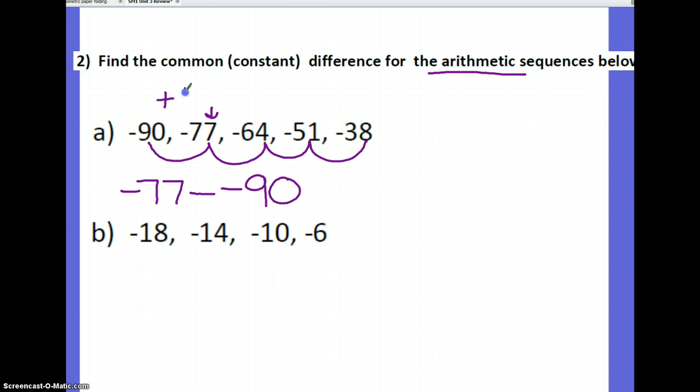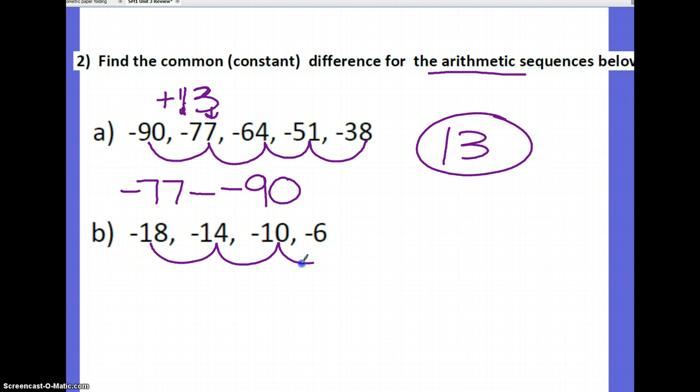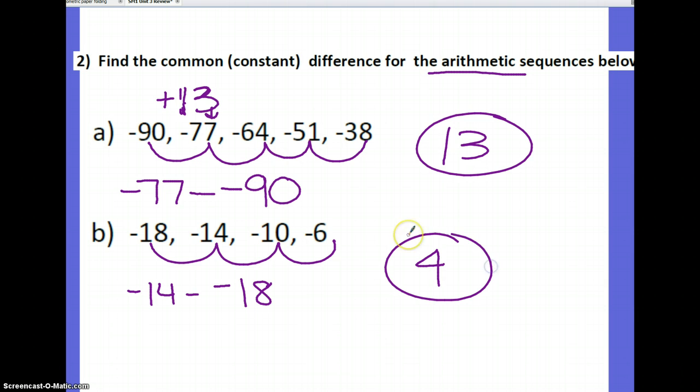And in this case, this is just adding 13 every time. So the constant difference is just 13. On this one, again, you could do the same thing. You could take negative 14 and subtract a negative 18. And you'll know that it is adding 4 every time.